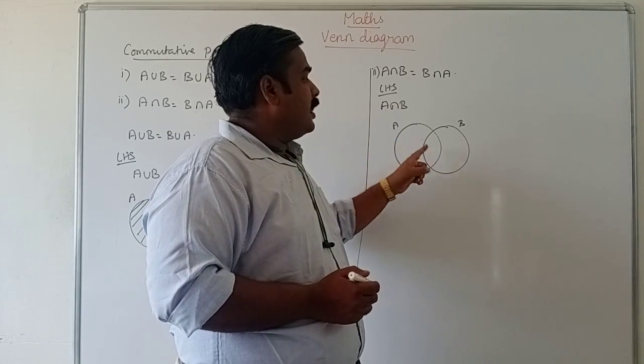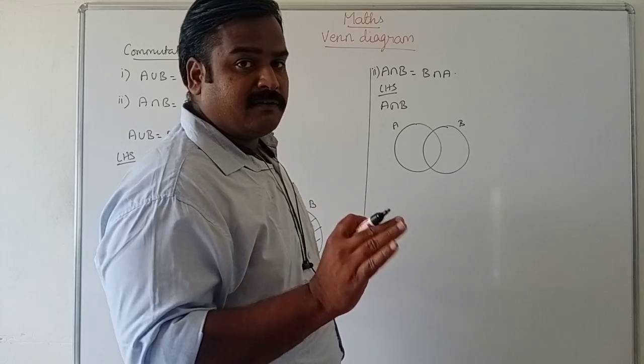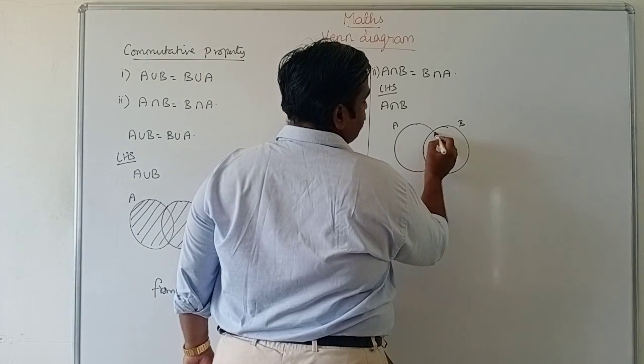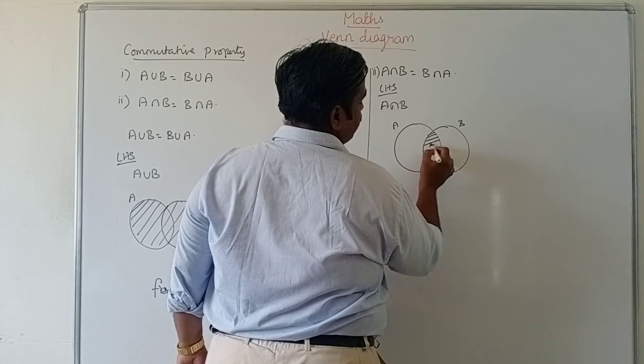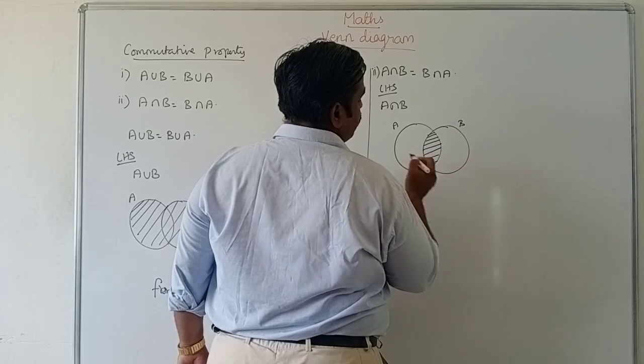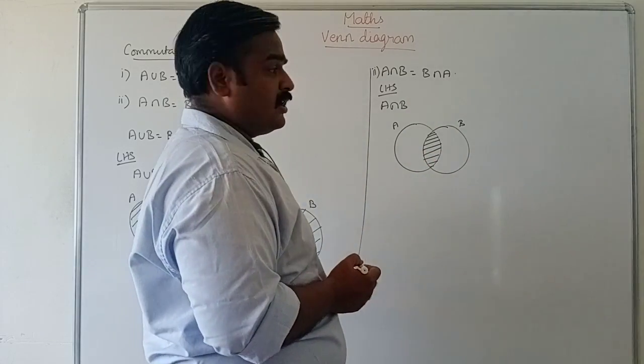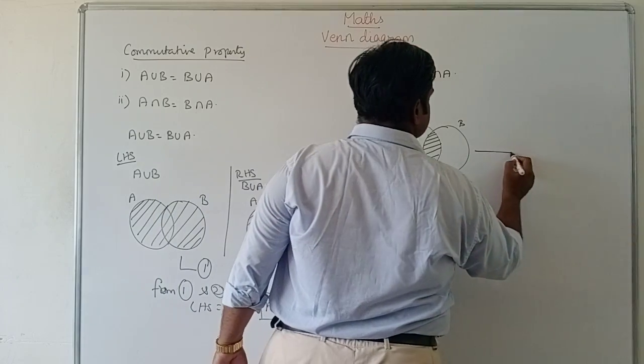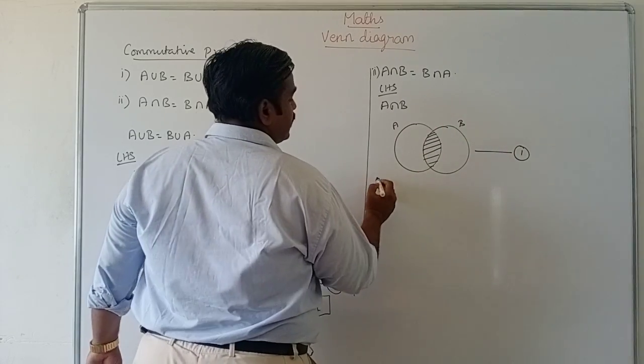You should shade only the area that is common to A and B, and not shade anything else. So what will you shade? You will be shading this area, isn't it? So this is the LHS. We can take this as diagram number 1.